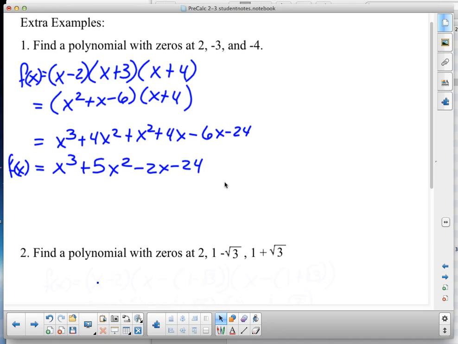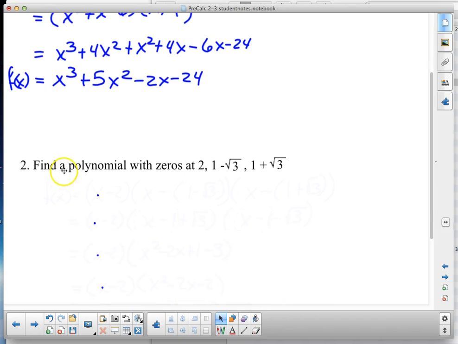So keep in mind as you're going, FOIL is our friend. And we also can look at some other multiplication tricks. If you're having difficulty multiplying, please come see Mr. Bloom about it. Find a polynomial with zeros at 2, 1 minus the square root of 3, and 1 plus the square root of 3.